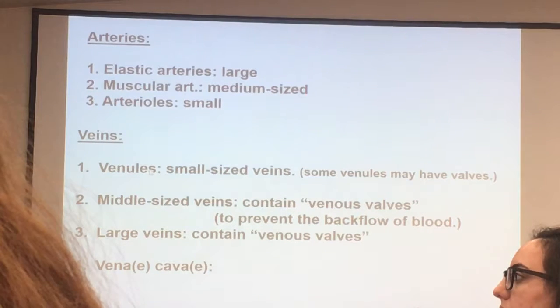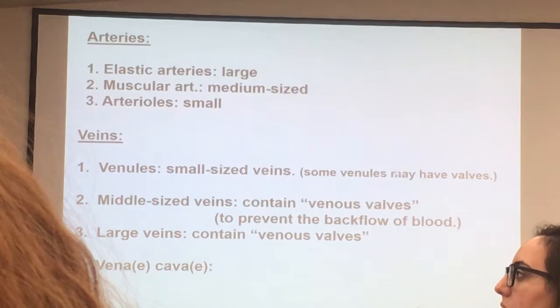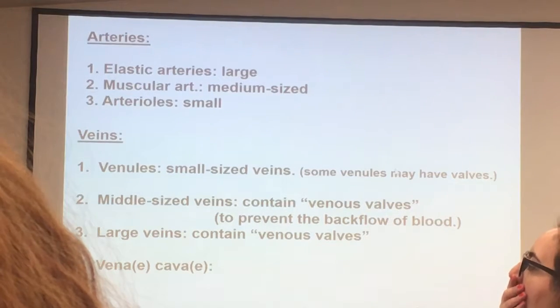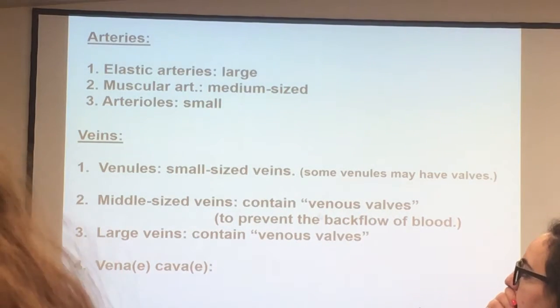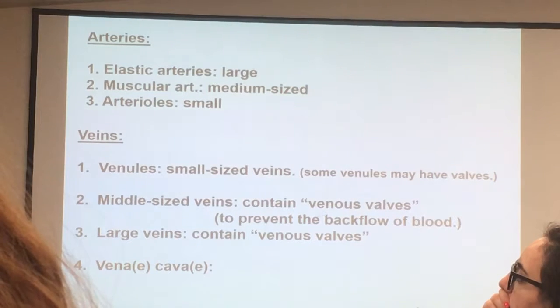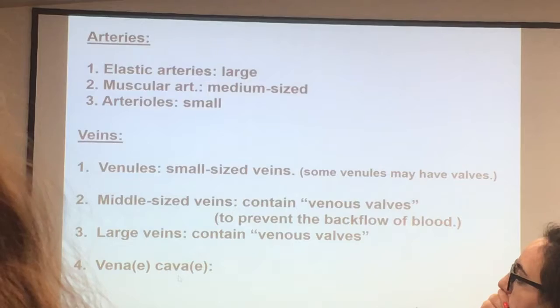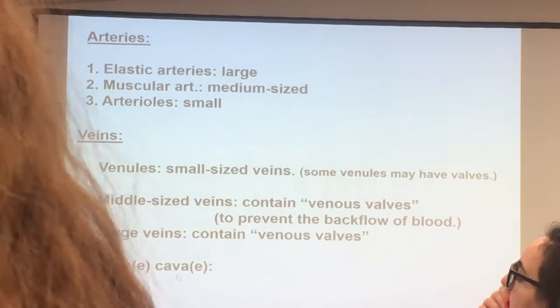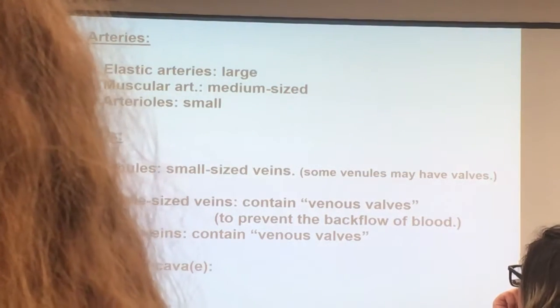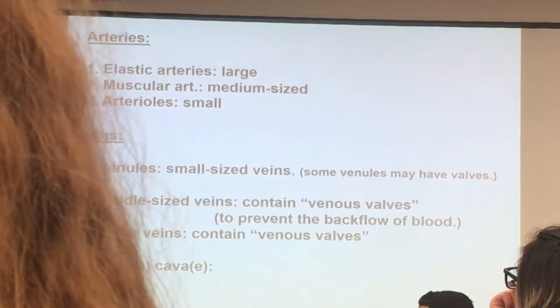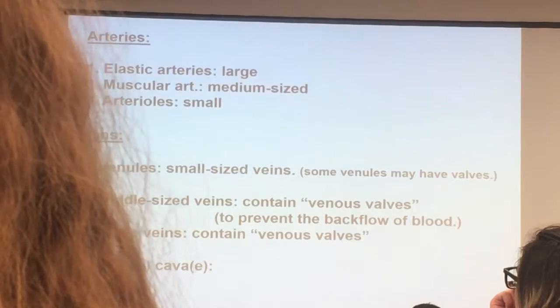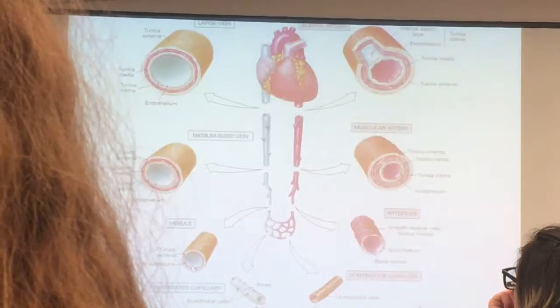We call them veins. Even in the small size, some of them still have a valve, so they control the blood flow one way. From the medium size to the large size, they all have a valve to prevent the backflow of the blood. The biggest one we call the vena cava. If it is plural, it is venae cavae, superior and inferior together.